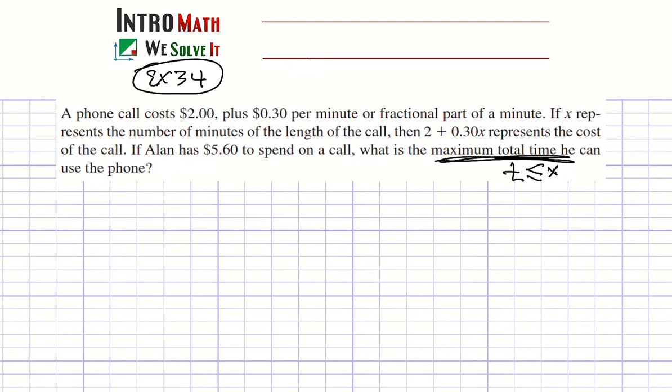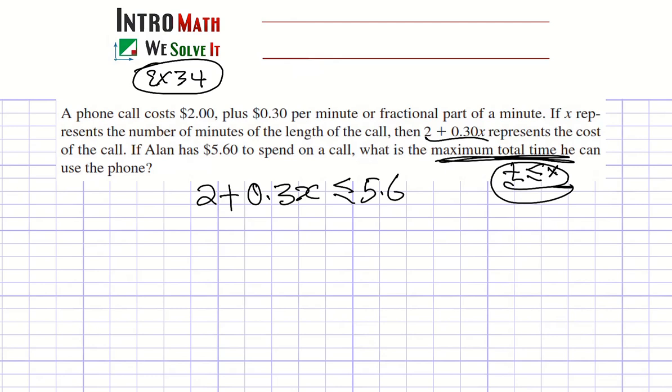If s represents the number of minutes of the length of the call, then represent the cost of the call. They want to know, if Alan has $5.60 to spend on a call, what is the maximum time? So basically, 2 plus 0.3x has to be less than or equal to 5.60. He can't go over that.